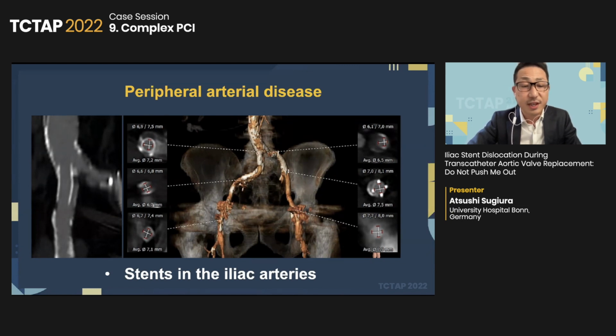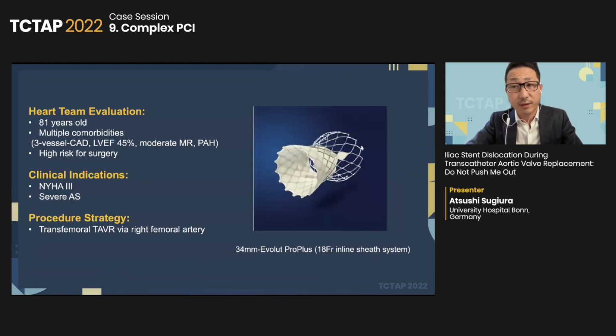Here you can see the CT image. It seemed that the stent in the iliac artery might not be fully attached to the vessel wall, but the inner diameter of the stent was roughly 7 to 8 millimeters. So we decided to perform transfemoral TAVR via the right femoral artery because of the advanced age of the patient and also multiple comorbidities, as you can see here. And the patient was deemed at high risk for surgery.